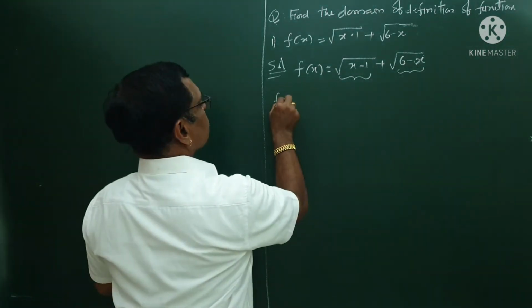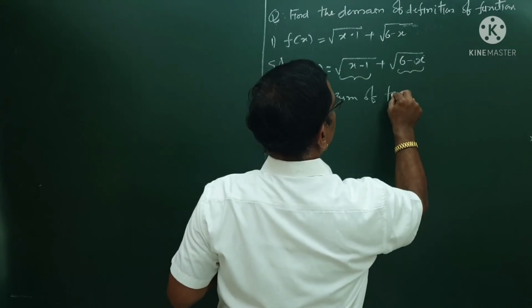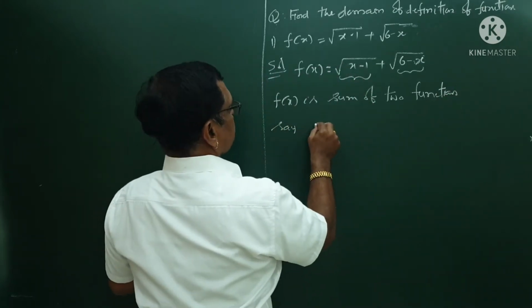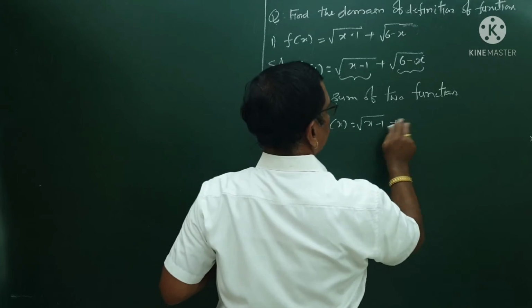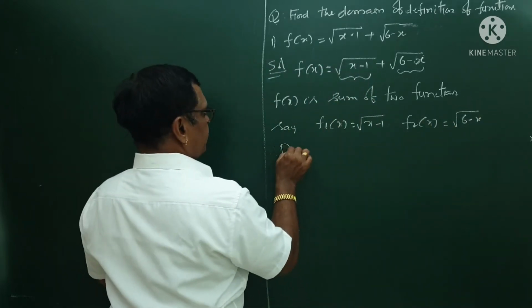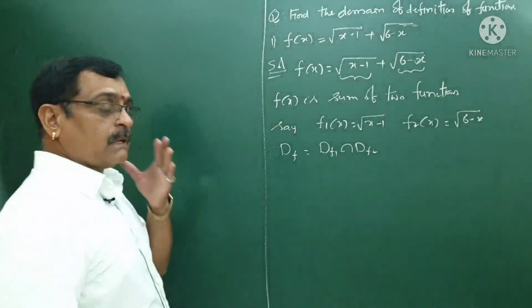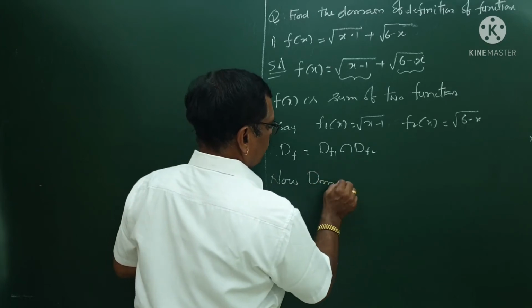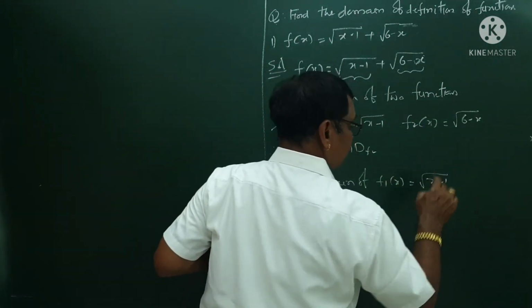Okay. f(x) is the sum of two functions, say f1(x) is equal to root of x minus 1 and f2(x) is equal to root of 6 minus x. Therefore, domain of f is equal to domain of f1 intersection domain of f2. Now, I am going to find the domain of f1. Domain of f1, f1(x) is equal to under root of x minus 1.